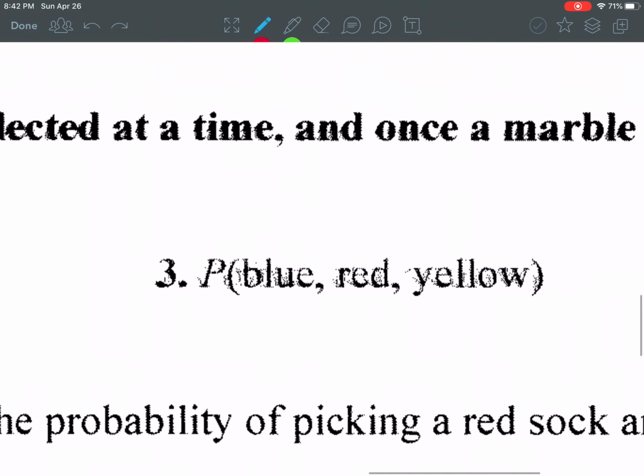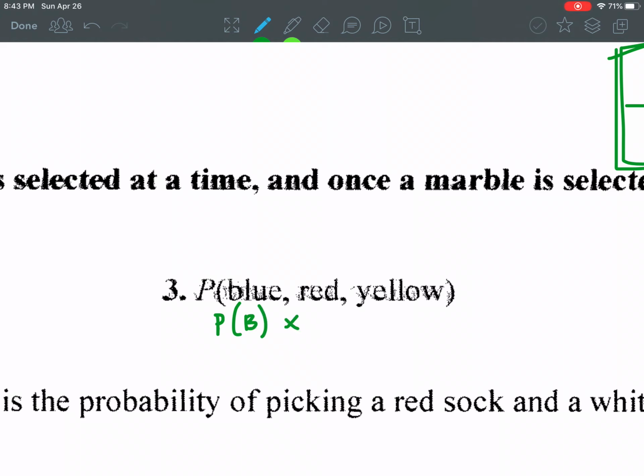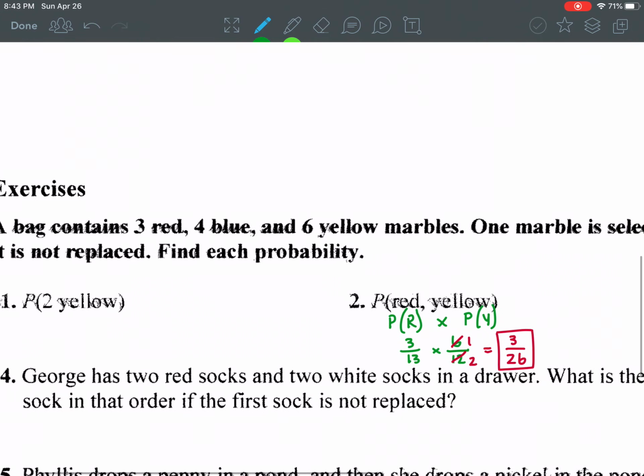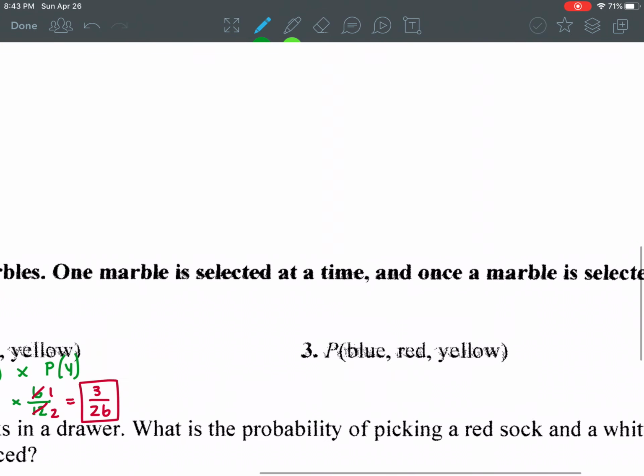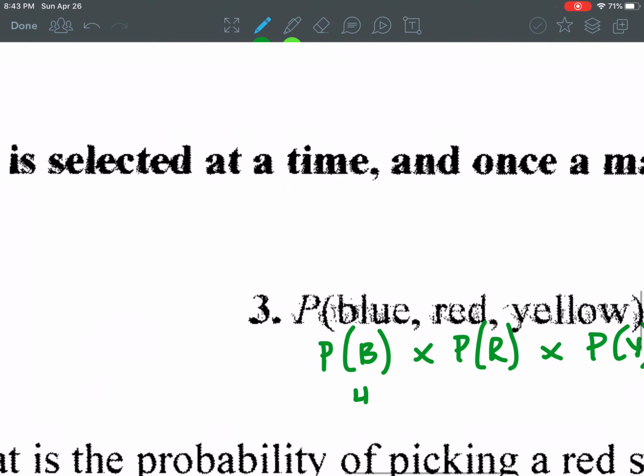Last example then. So now we have 3 things that are happening. We want to pick a blue marble, then a red marble, then a yellow marble. So we're going to multiply, again, all 3 of these, and all 3 times none of the marbles are being replaced, okay? So the probability, the first event, of the blue marbles. So we have 4 blue marbles, that's our favorable, out of 13 total marbles.